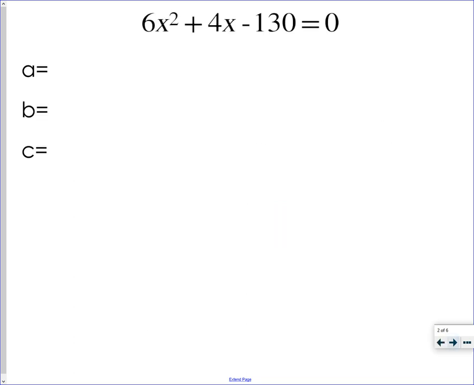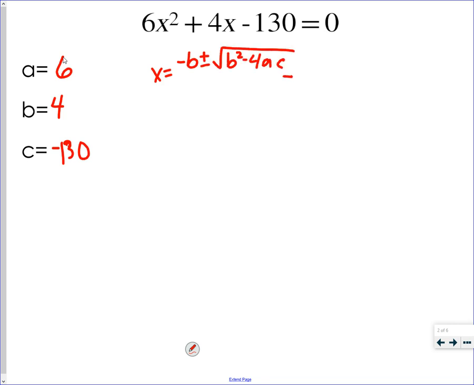So in this problem, let's start by finding our a, b, and c. The a is the number in front of the x squared. The b is the number in front of the x. And then the c, be careful, that's really a negative 130. Maybe I can squeeze it in there. That's my c. So again, I know we just wrote it, but here it is. X equals negative b plus or minus the square root of b squared minus 4ac all over 2a.